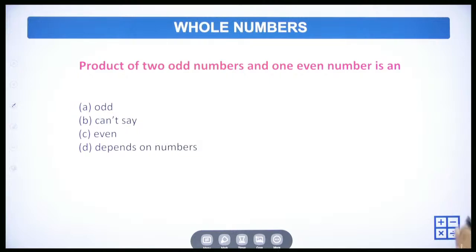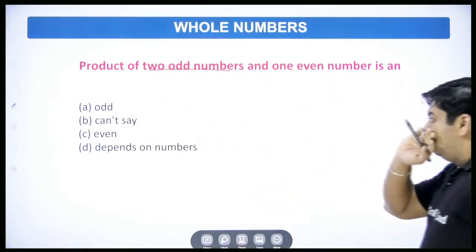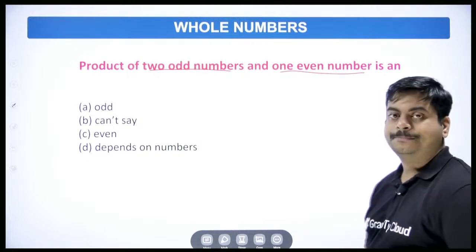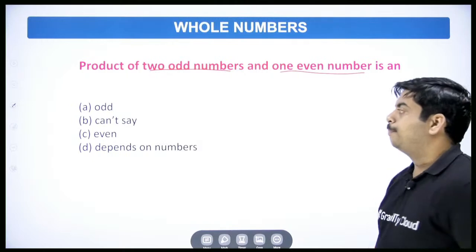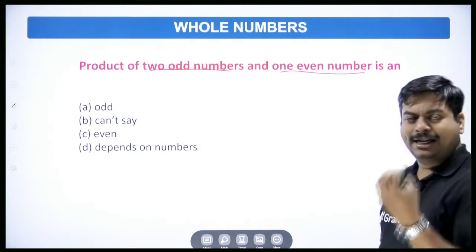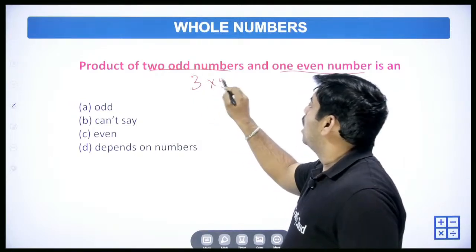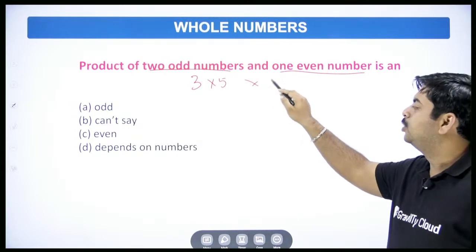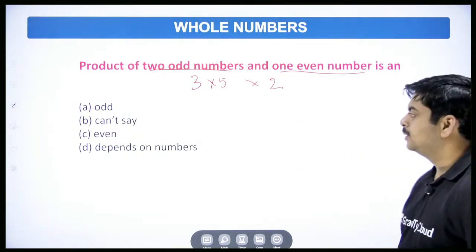Product of two odd numbers and one even number. So we already have two odd numbers and one even number. Total we are multiplying three numbers here. Let me take any two odd numbers, let's say 3 into 5, and one even number. Let's try to take maybe 2. 2 is an even number. You can take 4, 10, 100, whatever it is.